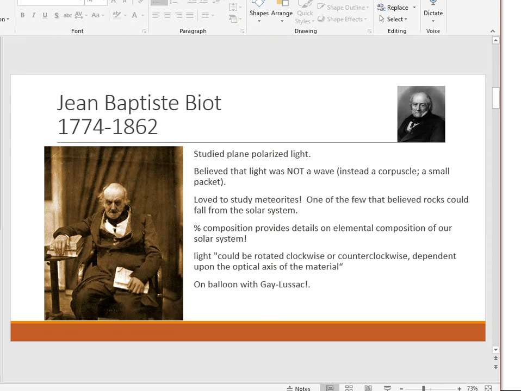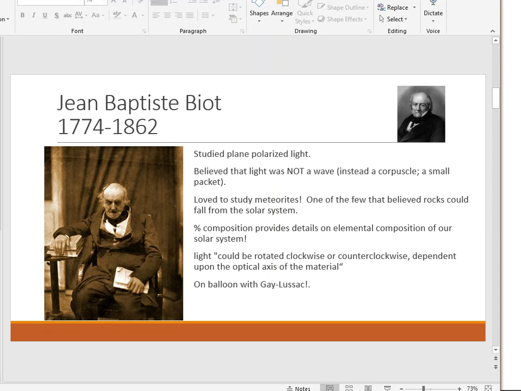He also stated that light could be rotated by molecules clockwise or counterclockwise, and he was also on the balloon with Gay-Lussac. So if you've ever heard the story of Gay-Lussac, he was a scientist back in the day that really studied gases, and he loved the relationship that gases had with pressure and temperature. So he was on the very first hot air balloon, one of the first, where temperature could make a hot air balloon expand and lift up off of the ground.